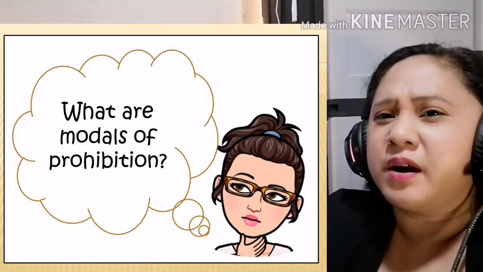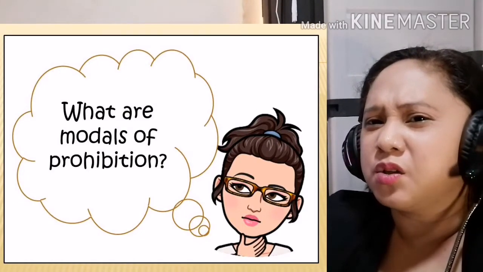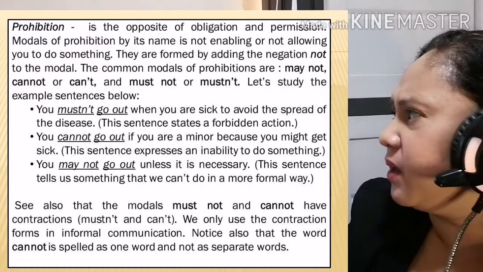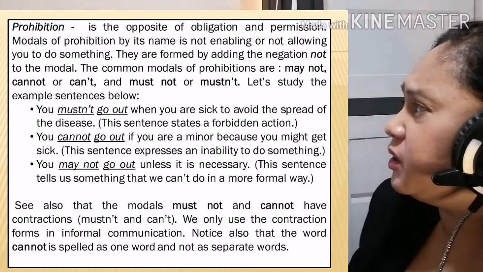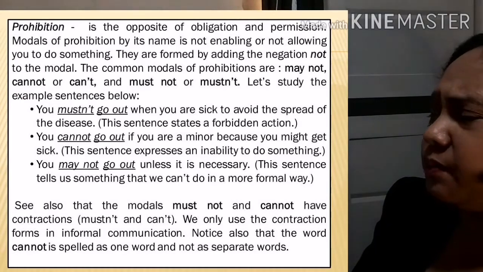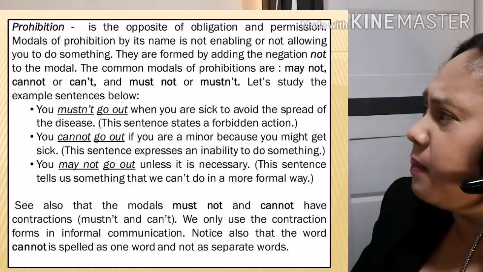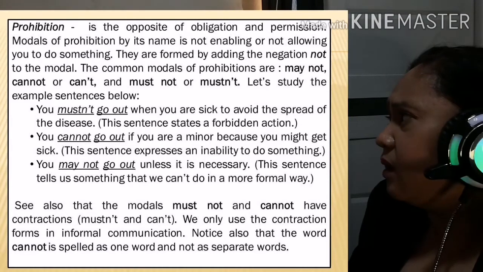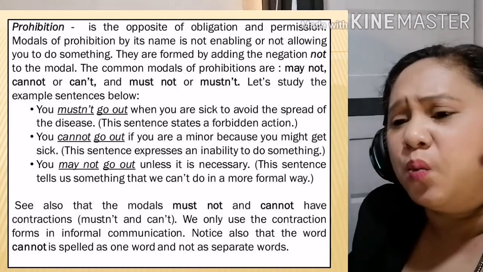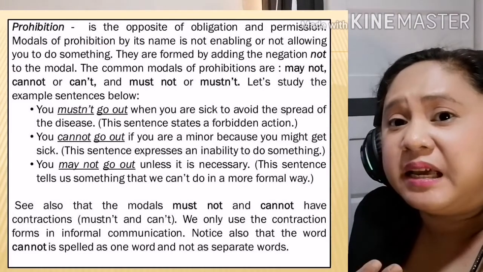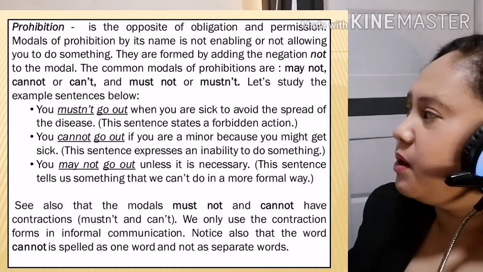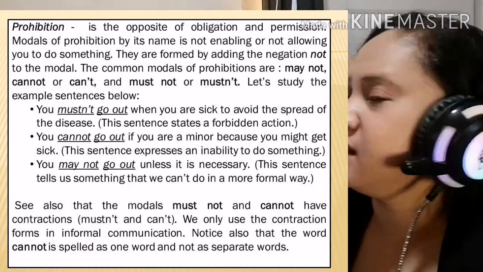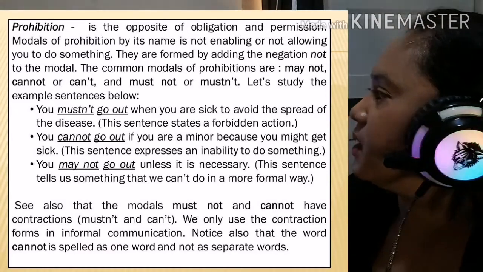So I know a lot of you are asking, what are modals of prohibition? What are they? Modals of prohibition, by the word itself, prohibition, which is the opposite of obligation and permission, is all about not enabling or not allowing you to do something. They are formed by adding the word not, which is a negation. The common modals of prohibition are may not, cannot or can't, must not or mustn't.